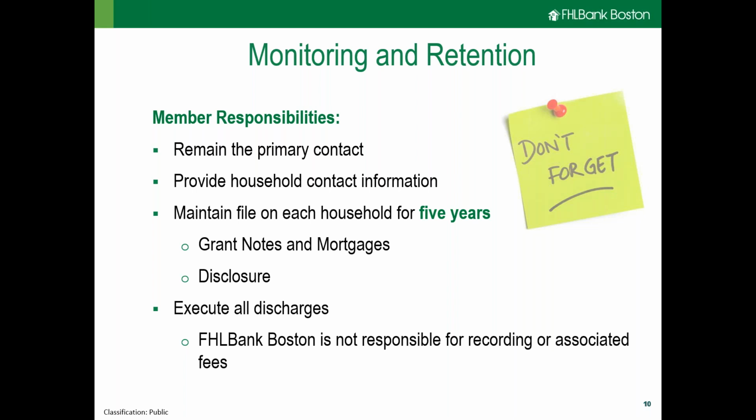You're also going to execute all discharges. We're never responsible for the discharge, and we don't have any affiliation with recording at the Registry of Deeds. However you pass that on to your customer, you just want to make sure that you are communicating that to them if there is a fee associated with it.